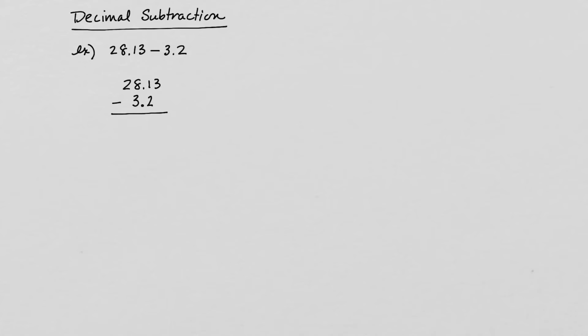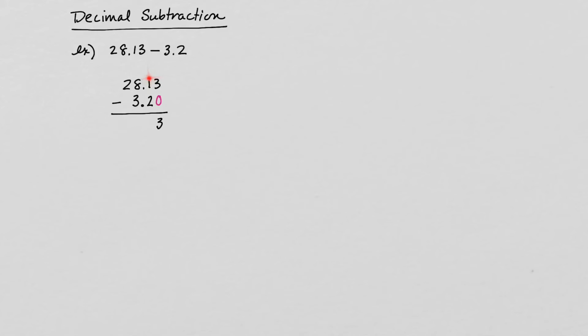And so just like I've done in some of the other decimal videos, you can add a 0 to make the decimals the same length. So 3.2 is the same as 3.20. And now I'm going to subtract each column starting on the right-hand side. So 3 minus 0, that's going to give us 3.